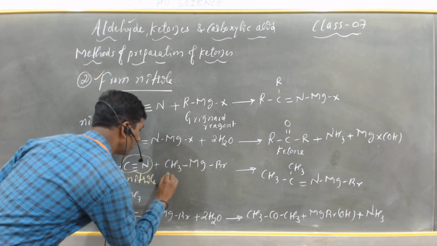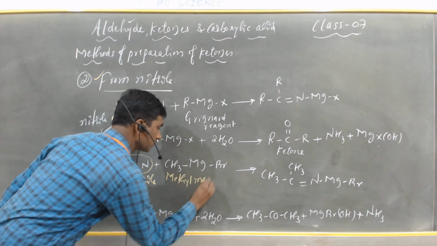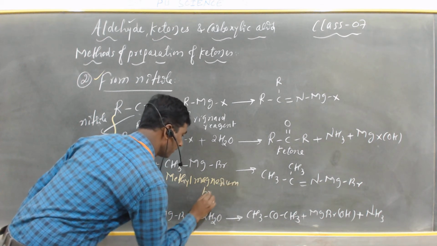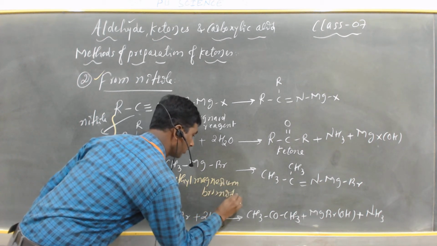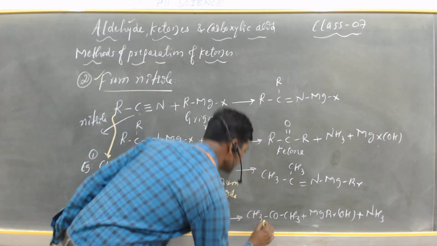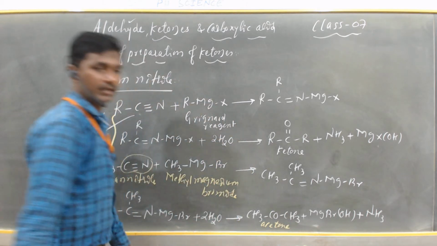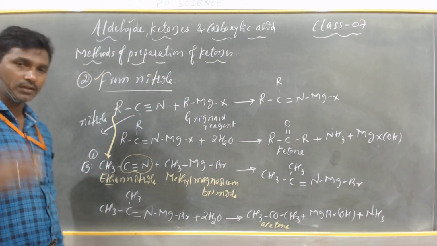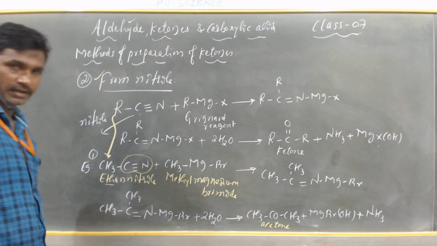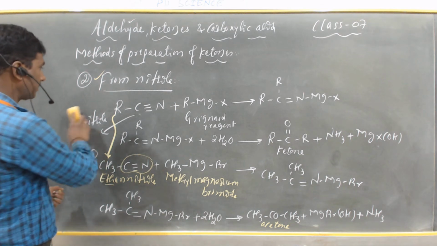What is the name of this Grignard reagent? CH3 is called methyl, and MgBr is called magnesium bromide, so it is methyl magnesium bromide. It gives acetone. So this is the first example of the second method of preparation, which is from nitrile. Okay, my dear students, now the second example I can discuss here.